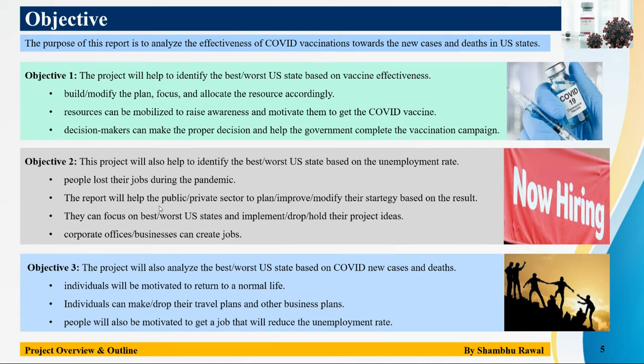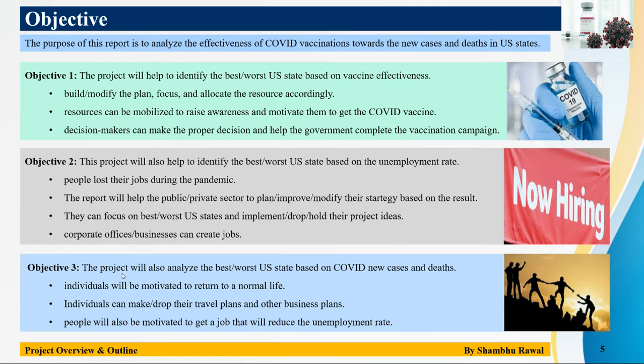The report will help the public and private sector to plan, improve, or modify their strategy based on the result. They can focus on the best and worst US states and implement, drop, or hold their project ideas. Corporate offices and businesses can create more job opportunities.